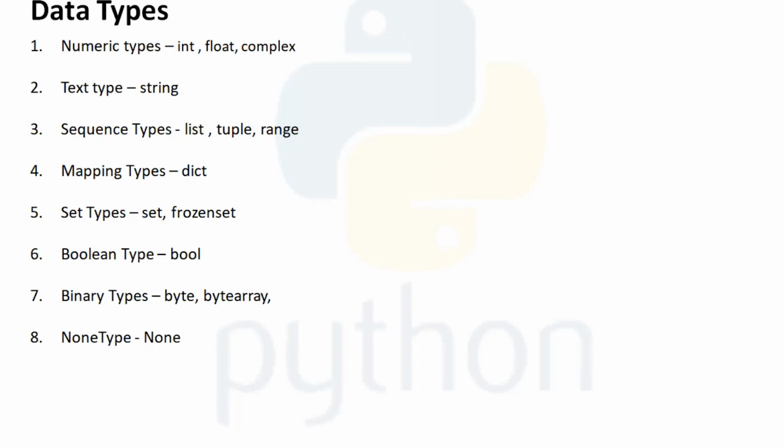And then we have none type. None type is nothing but, as the name suggests, none. There won't be anything within that. It is kind of an empty value. For initializing variables without any value, we can use the None keyword.